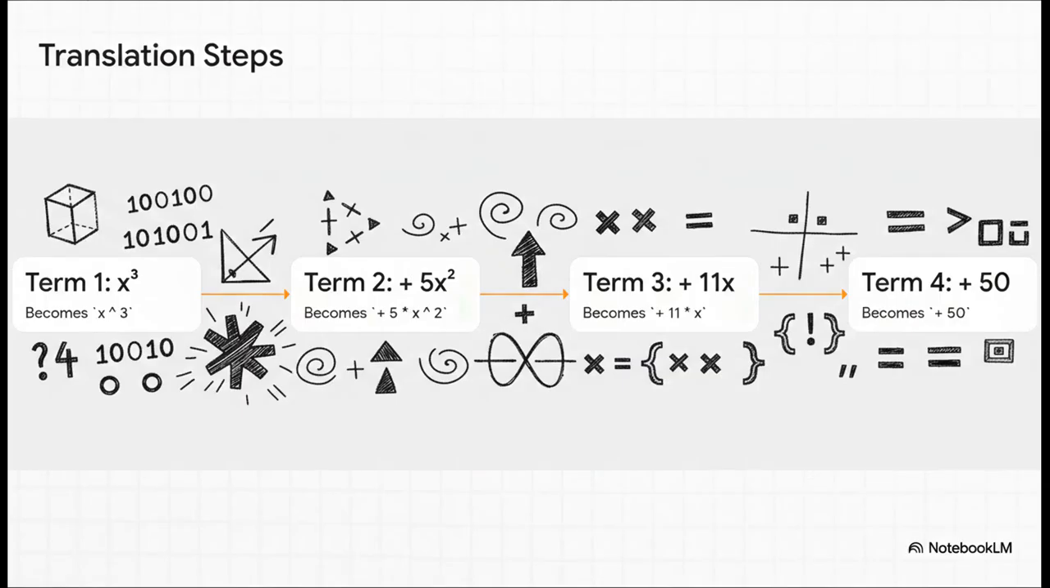Let's just go term by term. First up, x cubed. That's easy. It just becomes x ^ 3. Next, plus 5x squared becomes plus 5 * x ^ 2. See? We're using both the asterisk and the caret there. Then, plus 11x becomes plus 11 * x. And finally, the constant, plus 50, well, that just stays exactly the same.